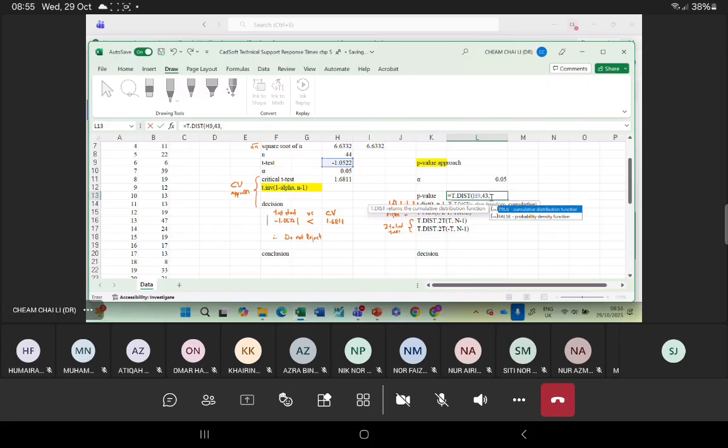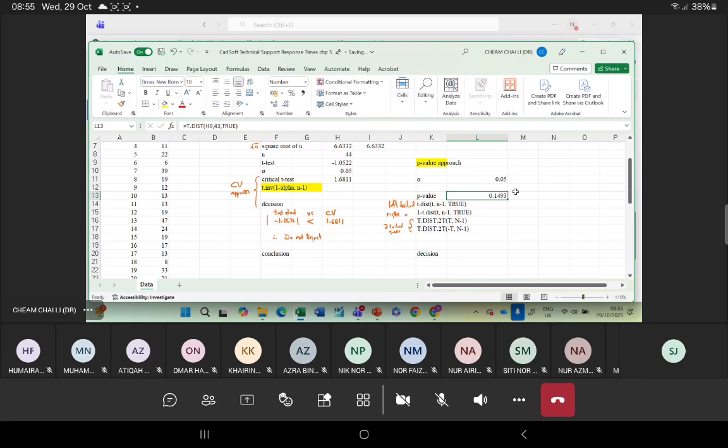After you comma, after you put in the degree of freedom, you comma, then you can type true. Yani memang dah formula here, right? So you double click and then you enter. And then I got this 0.1493, right?